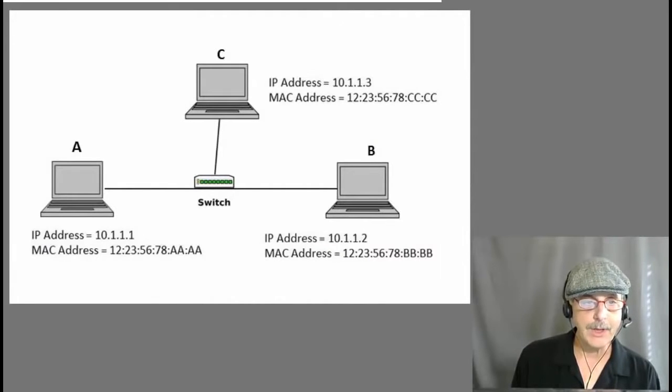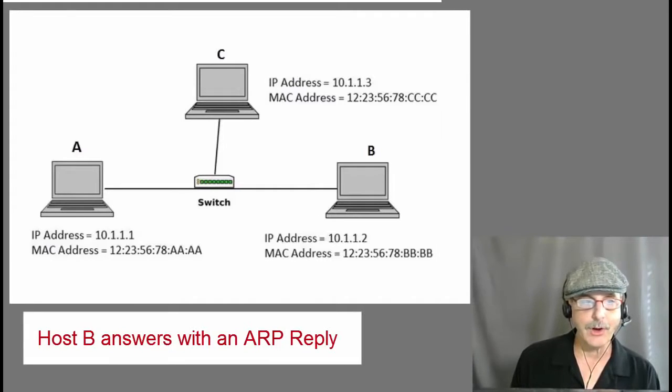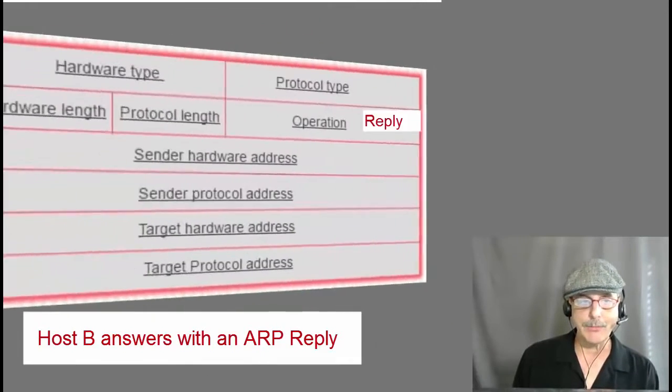Now both hosts, B and C, receive the broadcast. C drops the request because its IP address does not match. Host B answers with an ARP reply. Let's see the parameters in the ARP reply as they magically appear.